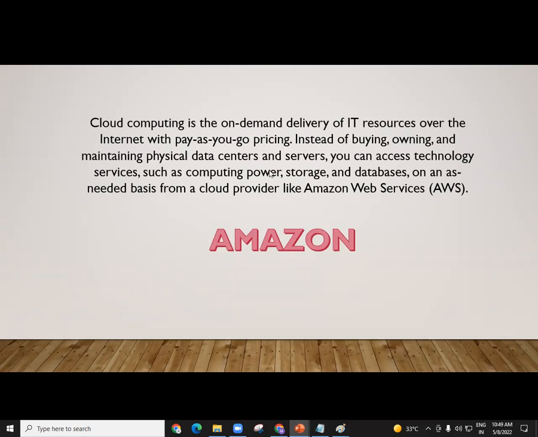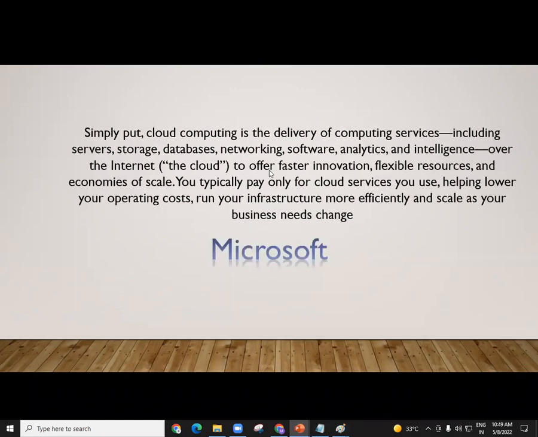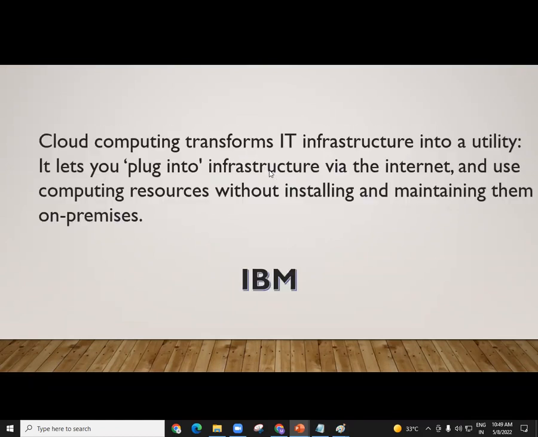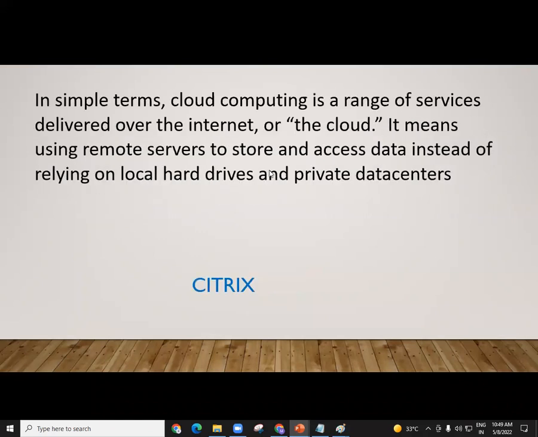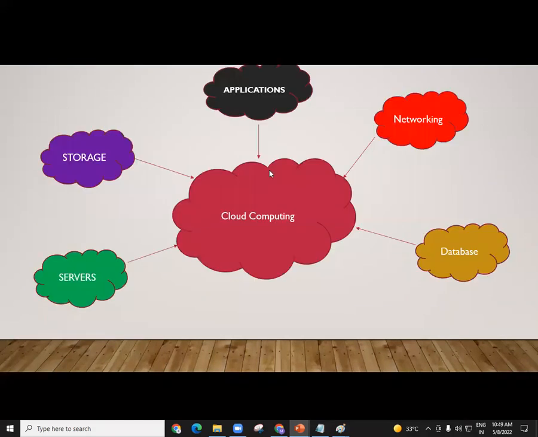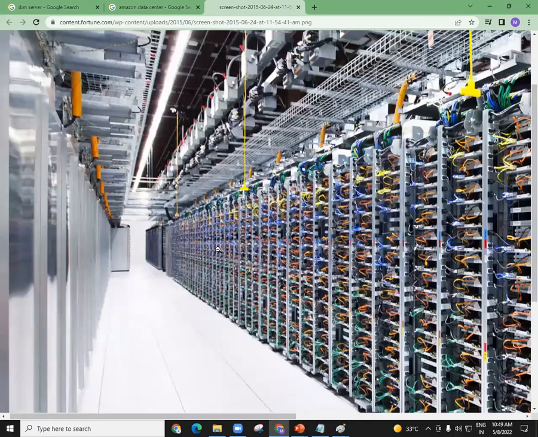So cloud computing is a technology that is provided by many companies. Amazon is one of the companies that provides cloud computing. Microsoft is another, IBM is another, Citrix is another. Salesforce, Google, whatever major companies you can name, all the major companies are providing cloud computing. So this is the data center of Amazon. Google's data center will be something like this, Microsoft's will be something like this, IBM's too. You can choose any of the cloud providers and run your applications.